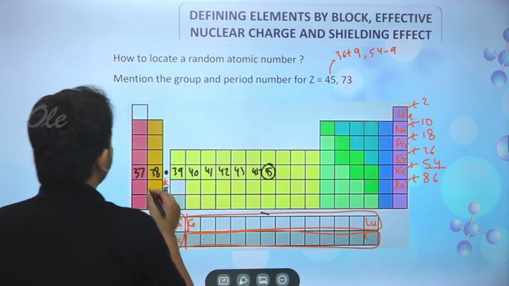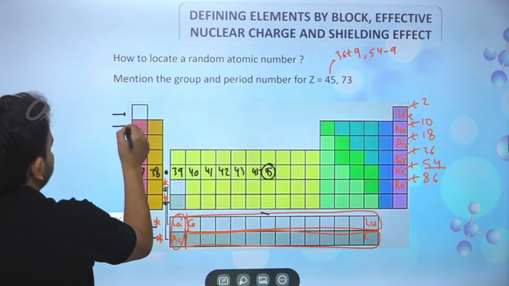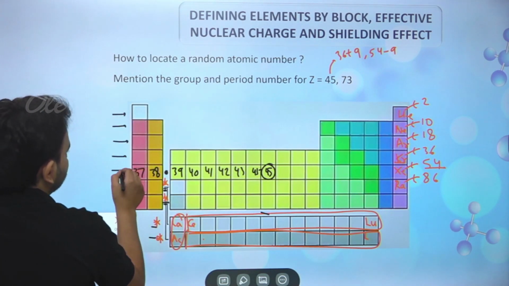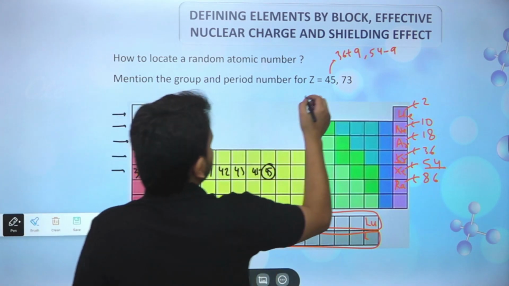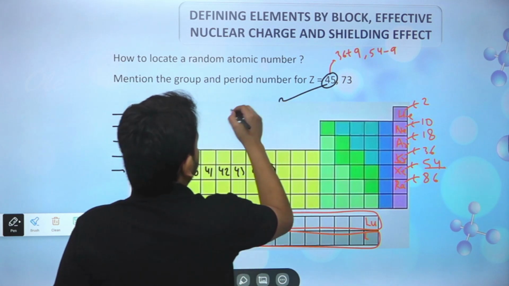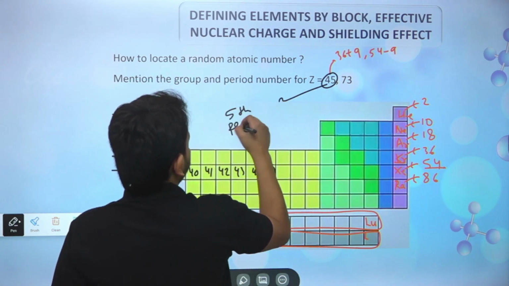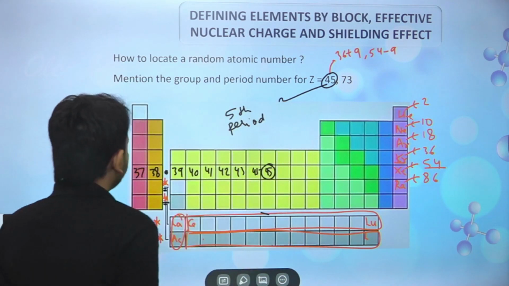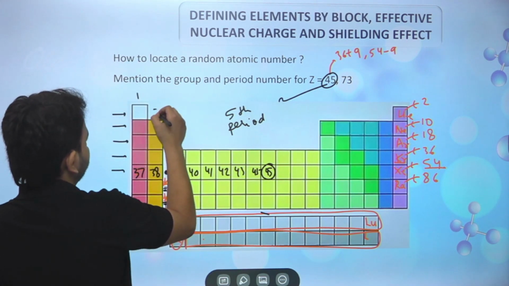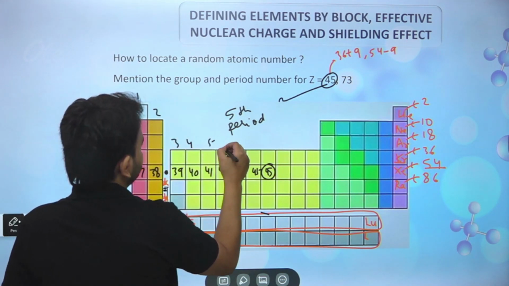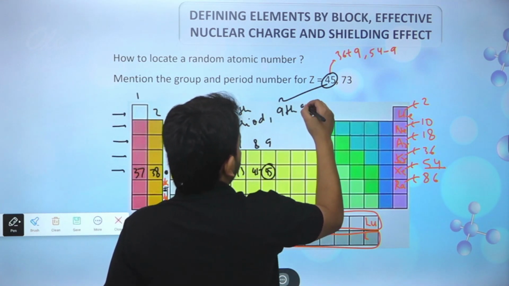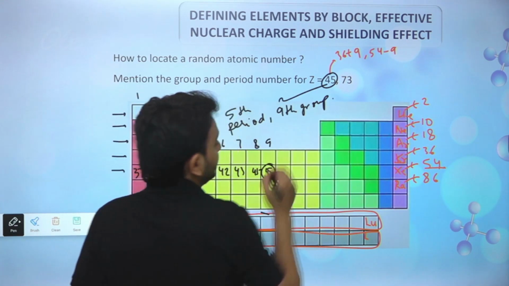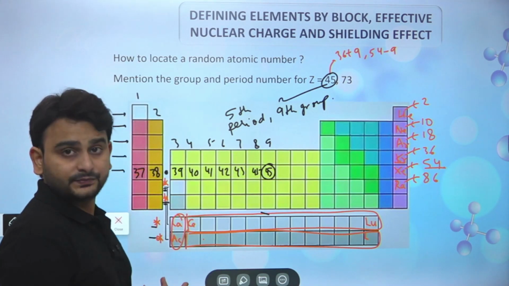So if you notice, what will be the period number? This is the first, this is the second, this is the third, the fourth, this is the fifth. So the period number will be 5th. And what will be the group number, guys? This is the first group, second group, third, fourth, fifth, sixth, seventh, eighth, ninth. So ninth group. So we've located the element, right?